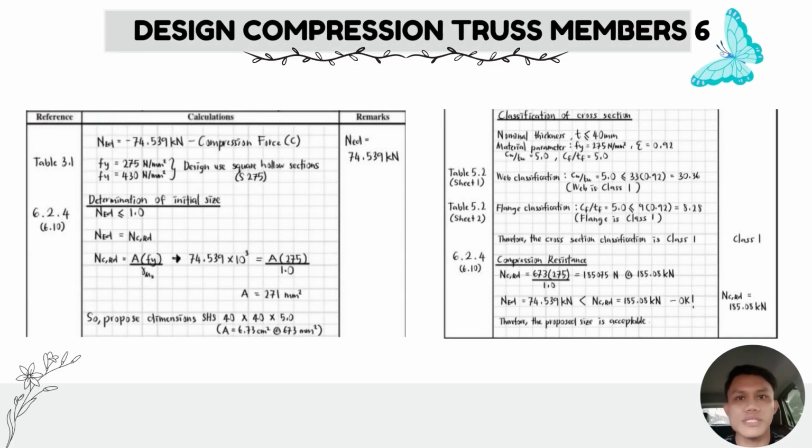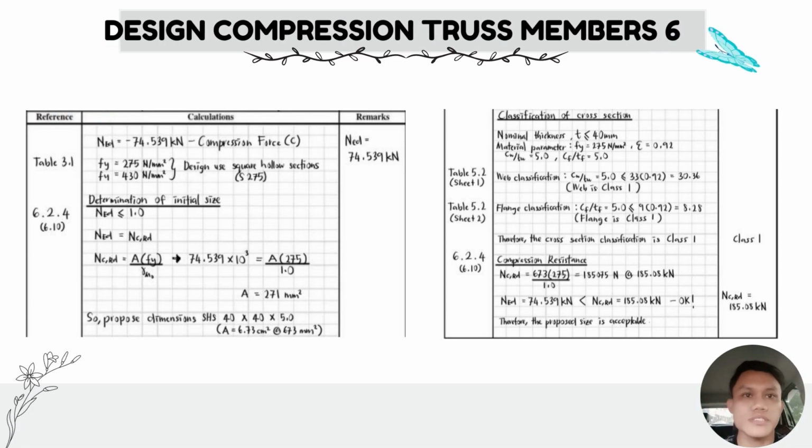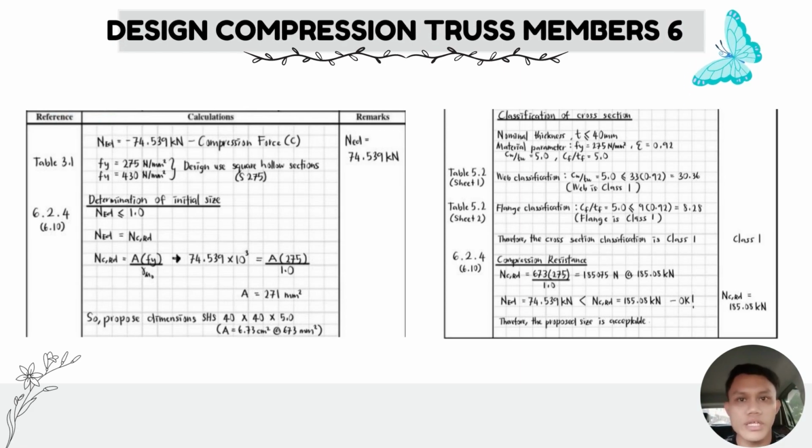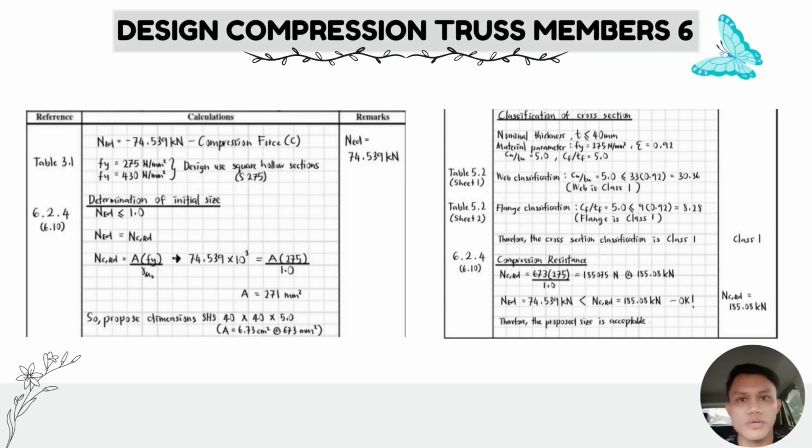Okay, next we will design the critical compression truss members. So we choose member 6. The NED value from STEP Pro is 74.539 kilonewtons. Then we propose the initial size. The size is 673 mm square.